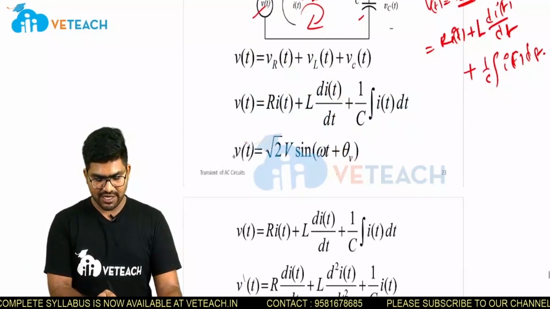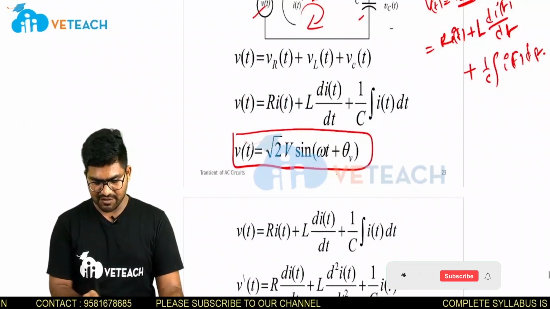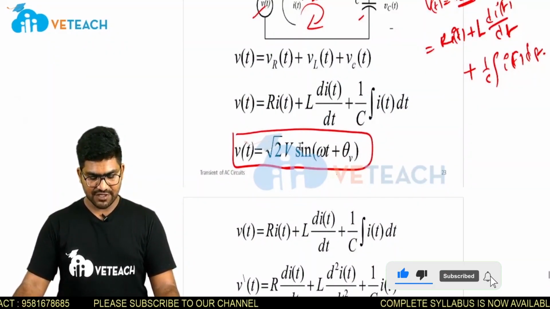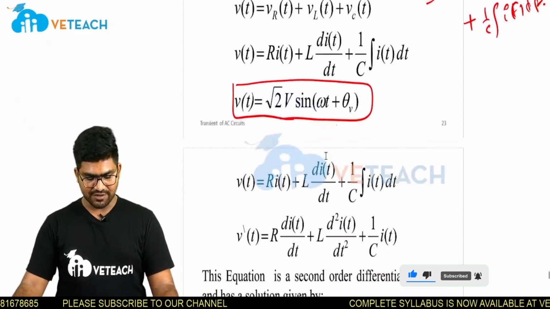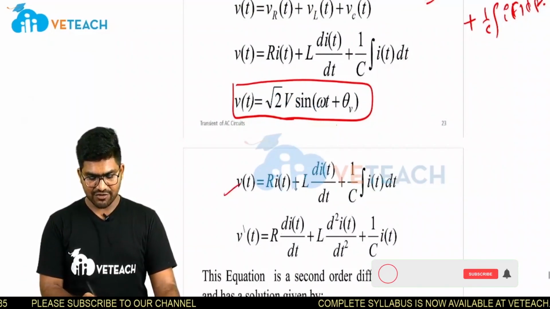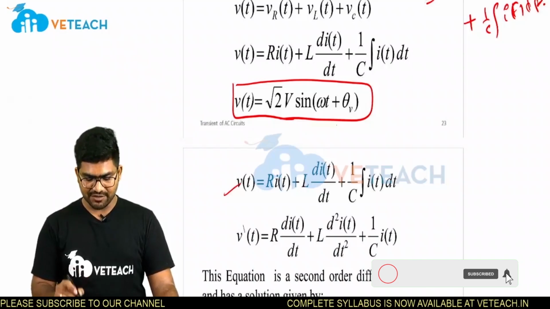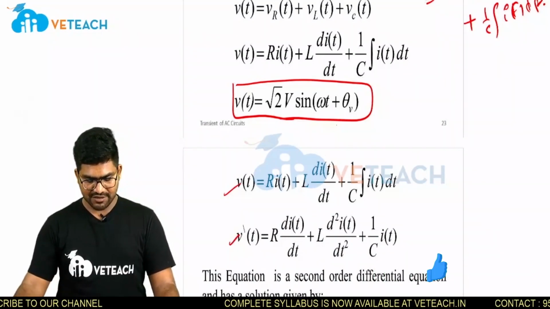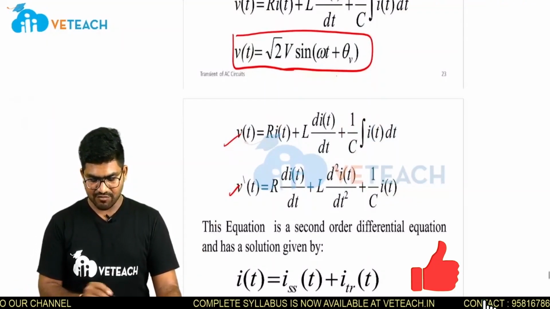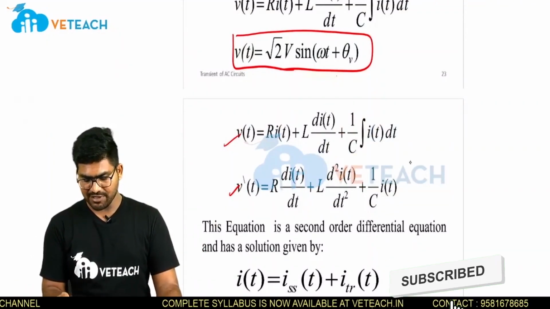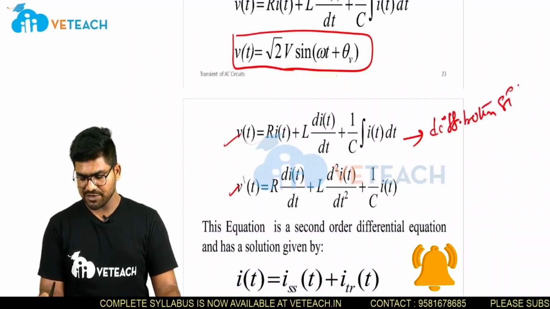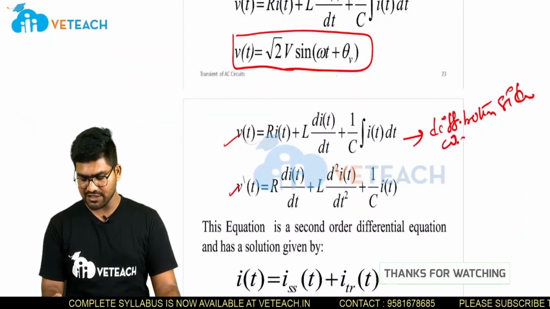Now if I solve this, I'll get V of t is root 2 V sin omega t plus theta V. So V of t is nothing but R into I of t plus L into di by dt plus 1 by C into the integral of I of t dt. I am differentiating both sides of this equation with respect to t, okay.